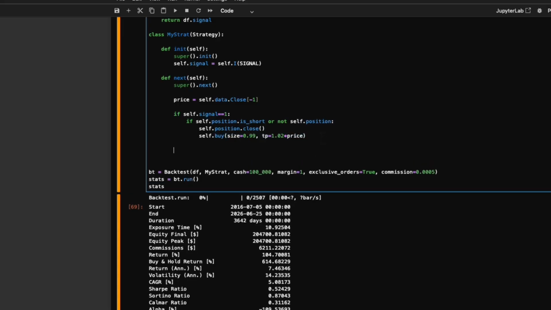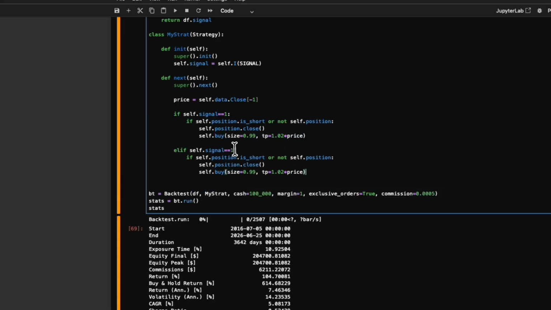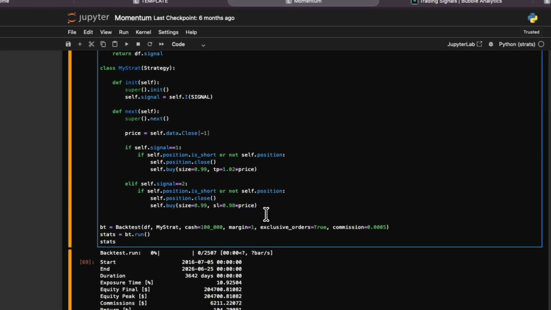Okay, so, and then that will be an elif. So if our signal is 2, if we're short, which we never are, but if we don't have a position already, then we are going to buy with a size equal to 99% of whatever our available balance is. And what we're going to do is set some stops and profit targets on this one. So I'm going to put a stop loss here at 2%, so 0.98 times that price here. And then I'm going to set a take profit at, I think we did 3.5%.